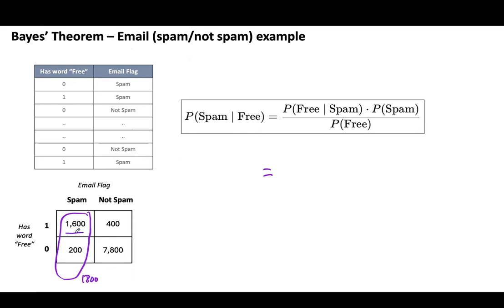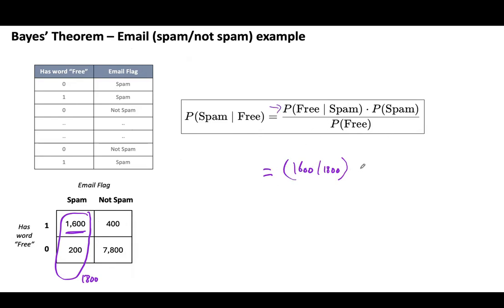of all these 1800 emails, which are spam emails, how many of them had the word free? And you can clearly see that 1600 of these 1800 emails had the word free. So I can simply write 1600 divided by 1800. This gives us the probability for this component.